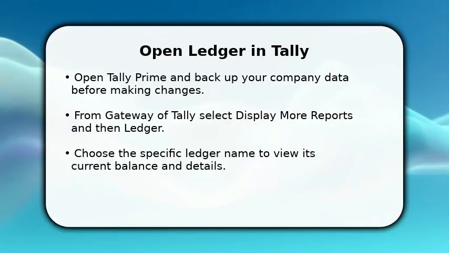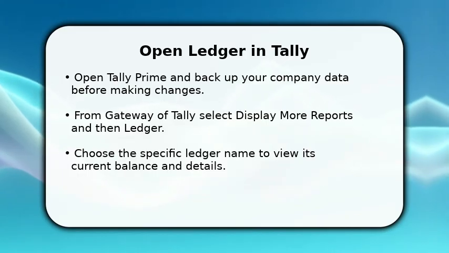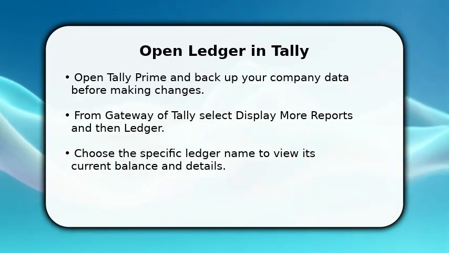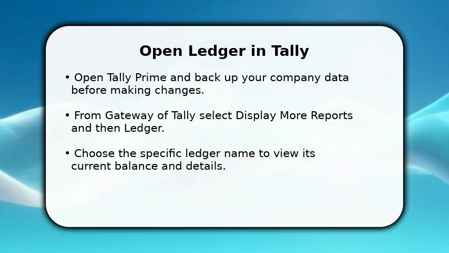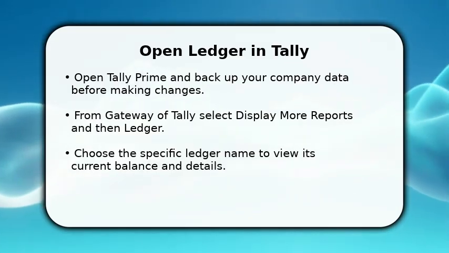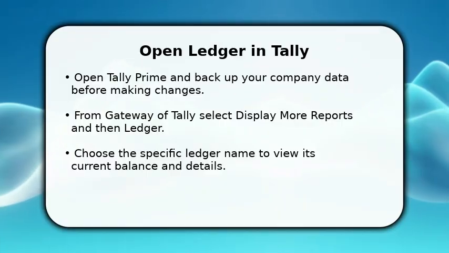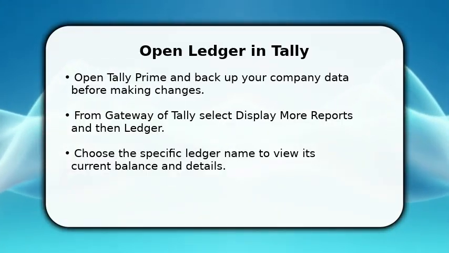In this video, I will show how to check ledger balance in Tally Prime. Open Tally Prime, go to Gateway of Tally, select Display More Reports, then choose Ledger and pick the specific account. Use F2 to set the period. Press Enter to view opening, debit, credit, and closing balances. You can press F12 for configuration to show amounts in thousands or include narration notes for clarity in your reports.